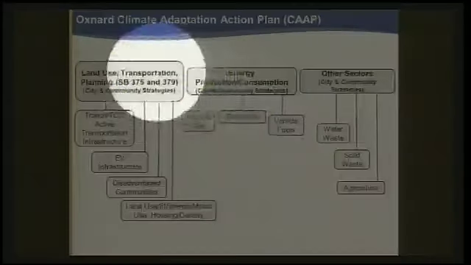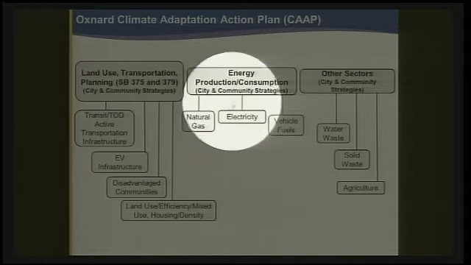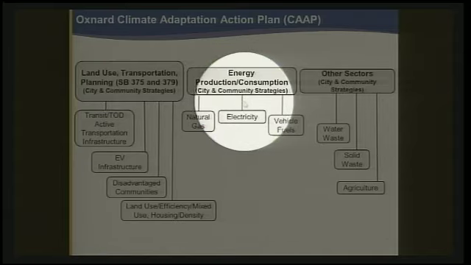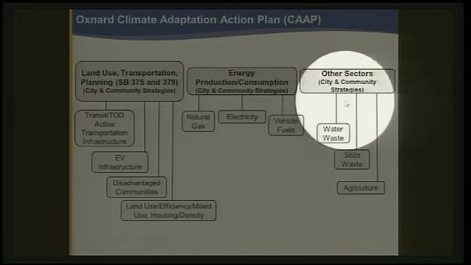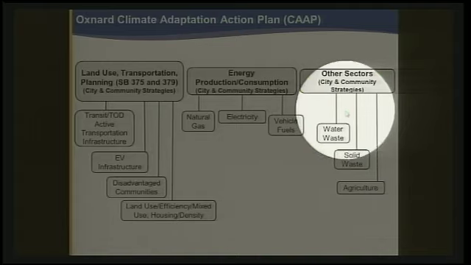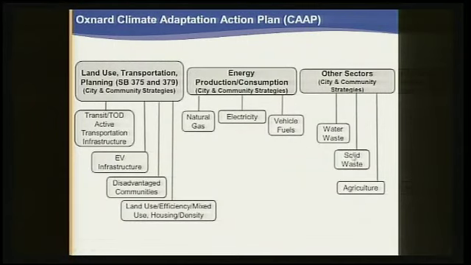Climate change impacts land use, transportation, and planning. Climate change is a direct derivative of energy production and consumption, and that's both at the city and the community level. That means city municipal buildings, and then the community in terms of different land uses within the city. Climate change is also impacted in other sectors of the city and community, for example, water, wastewater, solid waste, and agricultural uses. So those are the higher level areas where you see climate change being addressed in some of those policy documents.